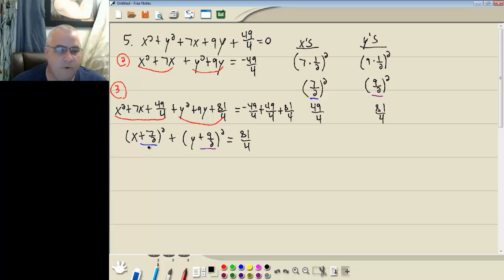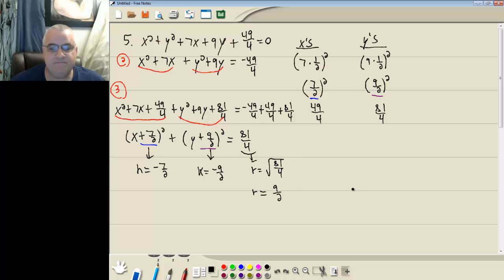Well, now it's in standard form, so let's identify our h and k. Now the h is what goes with your x, and it's opposite sign, so it'll be a negative 7 halves. Your k is what goes with your y, and it'll be opposite sign, so it'll be a negative 9 halves. And this is going to be our r squared, and we'll take the square root of whatever's there. So we'll take the square root of 81 over 4. Now 9 times 9 gives you 81, and 2 times 2 gives you 4, so r is going to equal 9 halves.